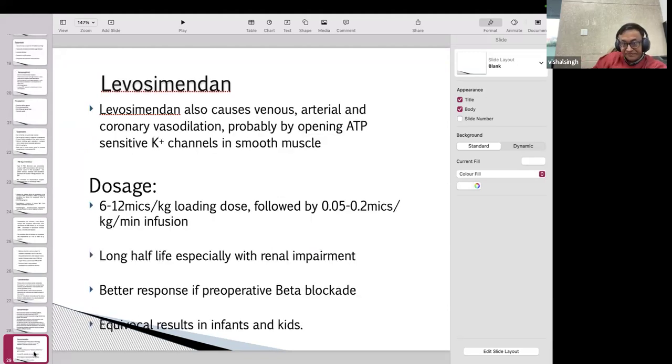So to summarize, it causes venous, arterial, and coronary vasodilatation by opening the potassium-sensitive channels in the smooth muscle of the vessel. We rarely use the loading, but the infusion dose is 0.05 to 0.2, and it has a long half-life, especially in a renal failure environment, so you have to be cognizant of your renal profile at the same point of time. Because of the longer half-life, sometimes in patients awaiting heart transplant, it can be a good support. And if you have a preoperative beta blockade, it is obviously with a better response.